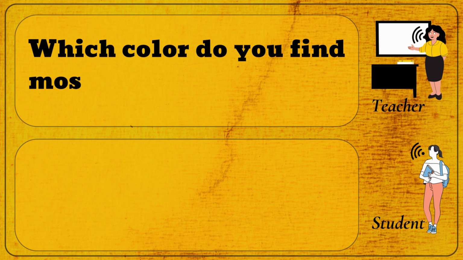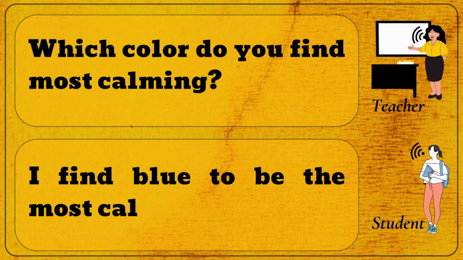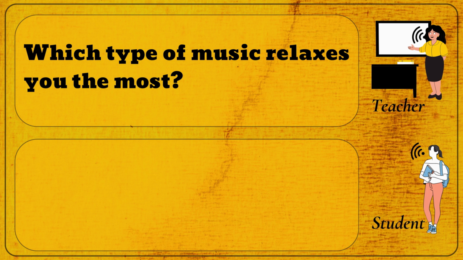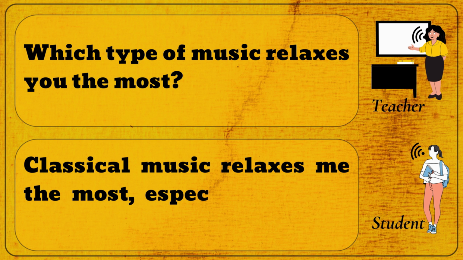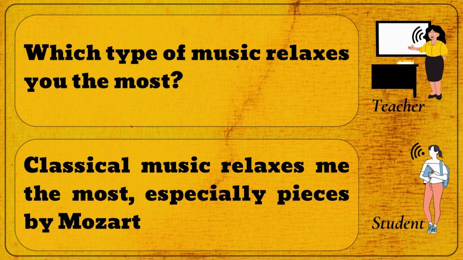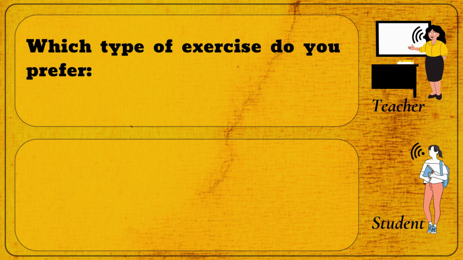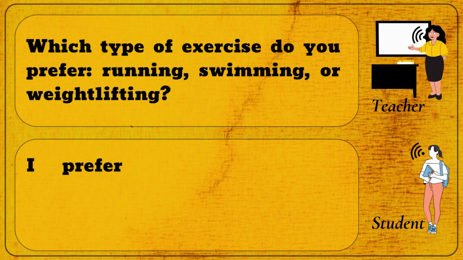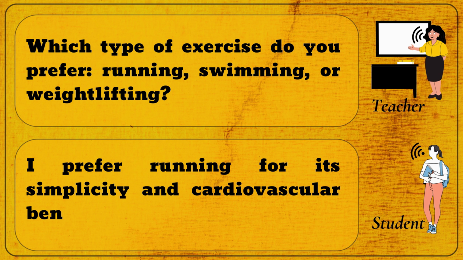Which color do you find most calming? I find blue to be the most calming color. Which type of music relaxes you the most? Classical music relaxes me the most, especially pieces by Mozart. Which type of exercise do you prefer, running, swimming, or weightlifting? I prefer running for its simplicity and cardiovascular benefits.